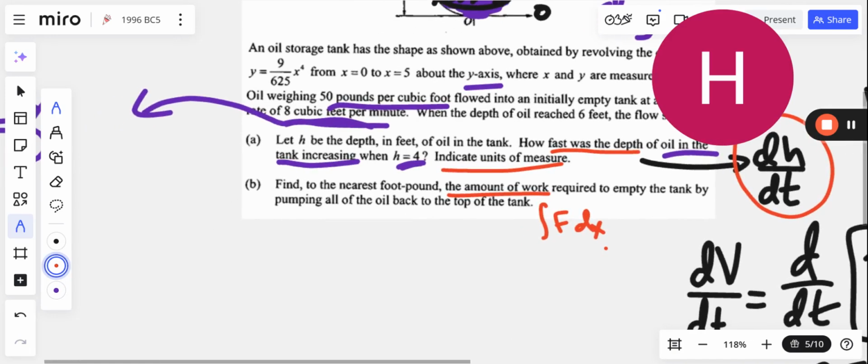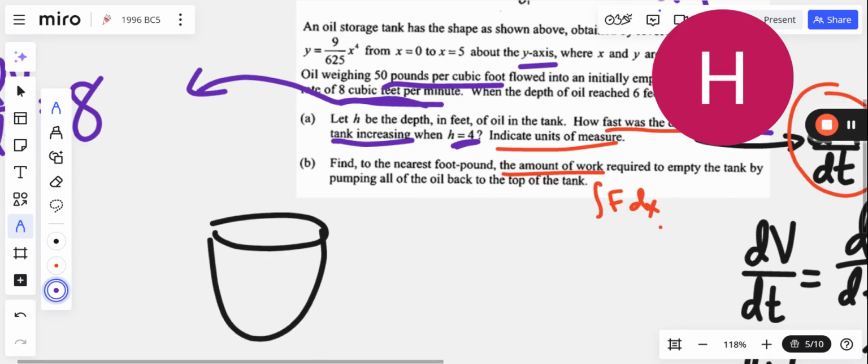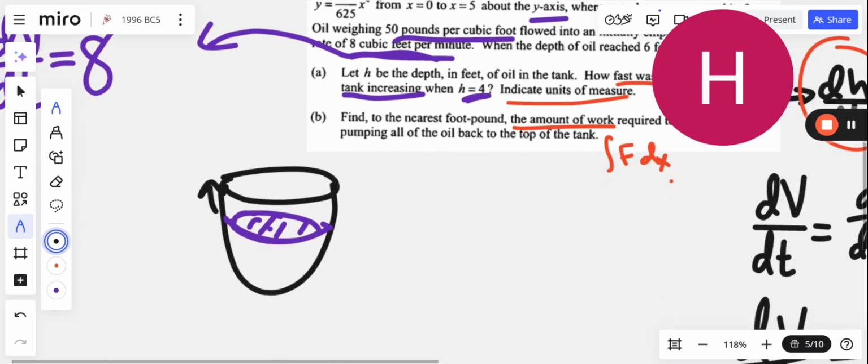What's the amount of work required to empty the tank by pumping all of the oil back to the top of the tank? Oh boy. Okay, so now we have this thing full of oil, and we want to pump like most of it out. So keep in mind, these cross-sectional discs that I've been drawing, they each have a different amount of distance to go in order to get up and out of the tank, right? The whole thing is 9 feet tall. But depending on what the current oil level is, that determines how far it needs to go.